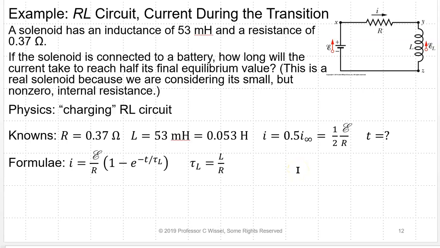The physics of this is a charging RL circuit. In other words, it's building up current. And the knowns: the resistance is 0.37 ohms, and we want to convert the inductance to SI units, 0.053 henries.